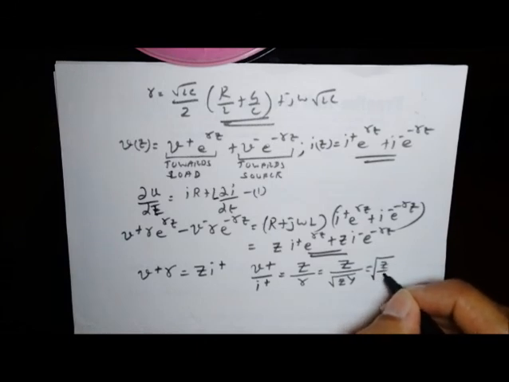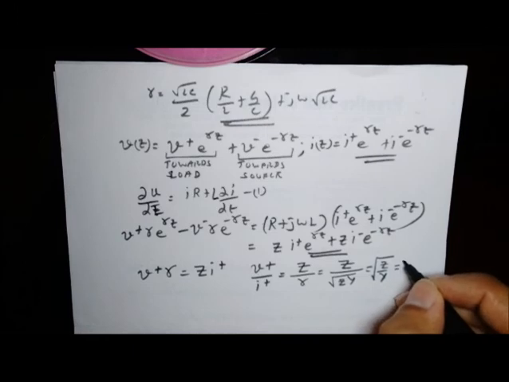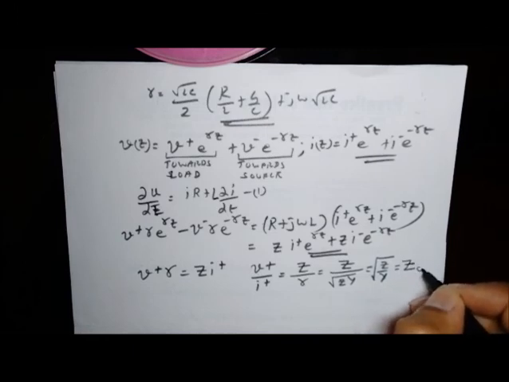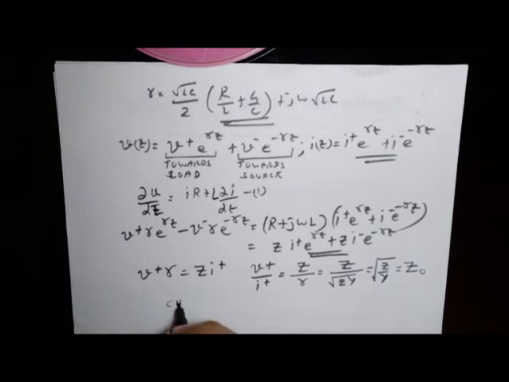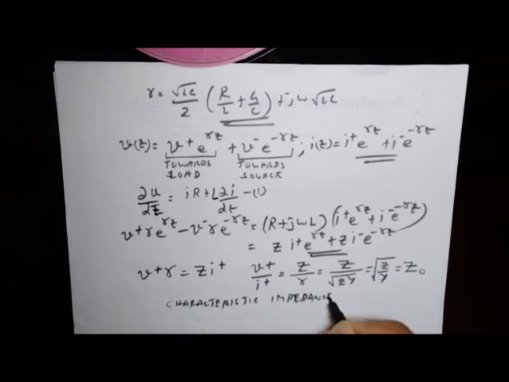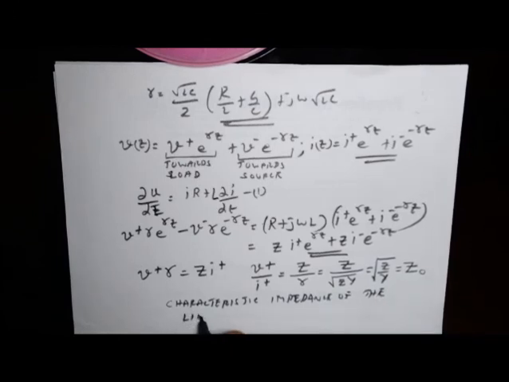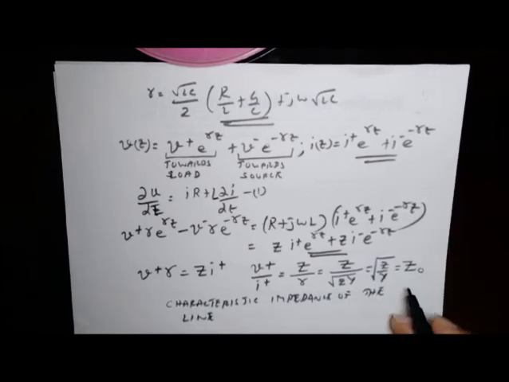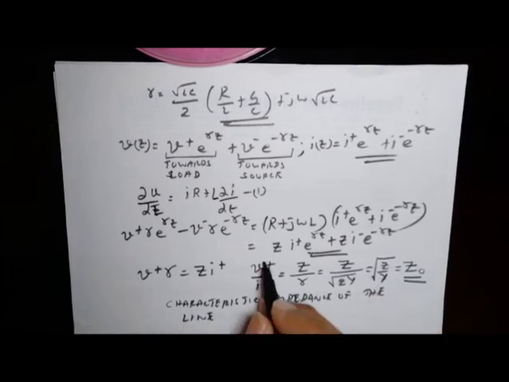Now this is actually an impedance. We denote it as Z0 and it is called the characteristic impedance of the transmission line. The characteristic impedance of the transmission line Z0 is equal to root Z by Y, and this is the way it is defined.